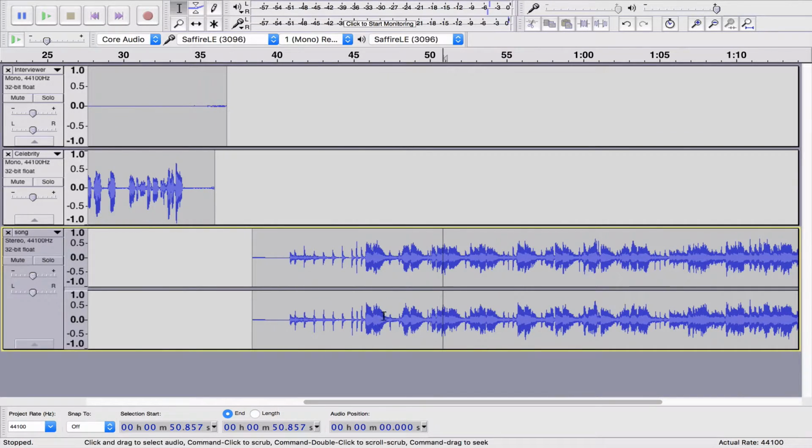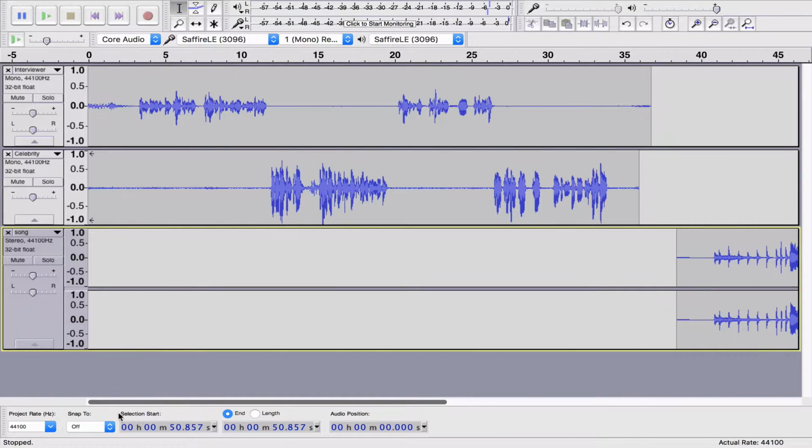First things first, let's just zoom in to see what's going on. So we've got the interviewer who's introducing the podcast and then asks a question, and then the celebrity answers. Now, the problem that we have here, that you can see almost immediately with your eyes, is that the interviewer's voice is, or seems to be, a lot quieter than the celebrity's. The celebrity's voice is bigger in the waveforms.